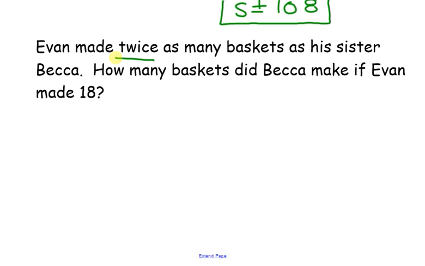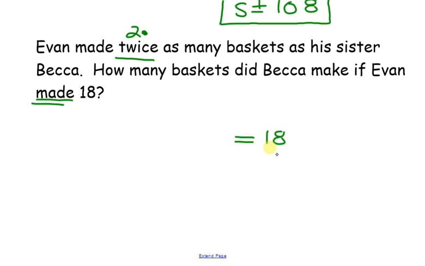Evan made twice, okay, that means 2 times, as many baskets as his sister Becca. How many baskets did Becca make if Evan made 18? So there's no real big key word here like is or are to tell me where the equal sign is. But using some common sense, we can figure out that if Evan made 18, that was the end result. So it's going to be equals 18.